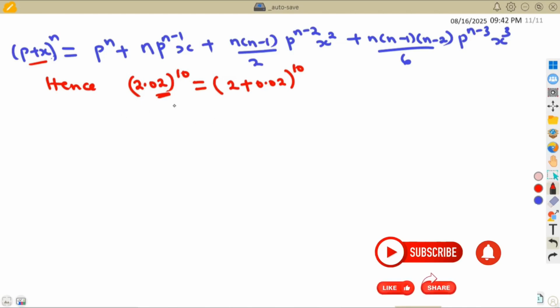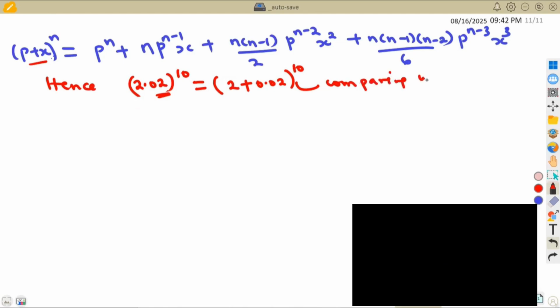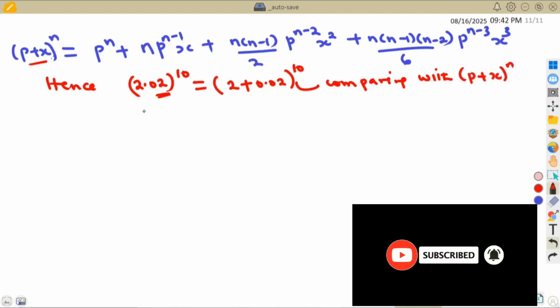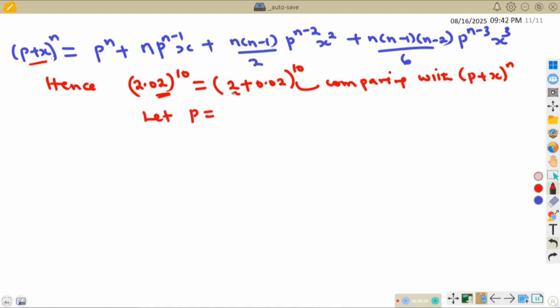So when you compare that expression with p plus x to the power of n, you realize your p is in the position where 2 is, so we can relate our p to be 2, then our x to be 0.02, and our n to be 10. So when you compare these two, you realize that your p will be that, your x will be that, and your n will be this. So for that case, we can now obtain 2.02 to the power of 10.